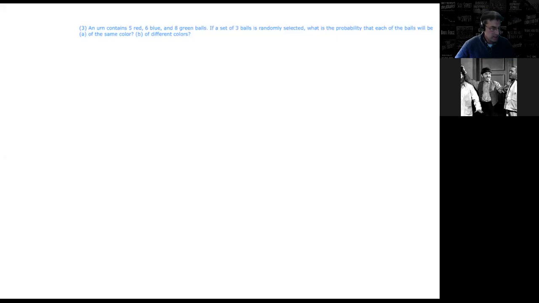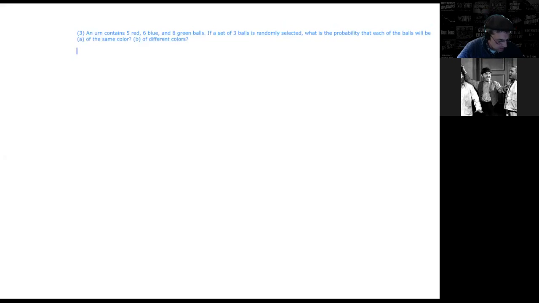Okay, an urn contains 5 red, 6 blue, and 8 green balls. A set of 3 balls is randomly selected. I guess the assumption is that initially we're selecting them without replacement. And then we're supposed to redo the problem with replacement.